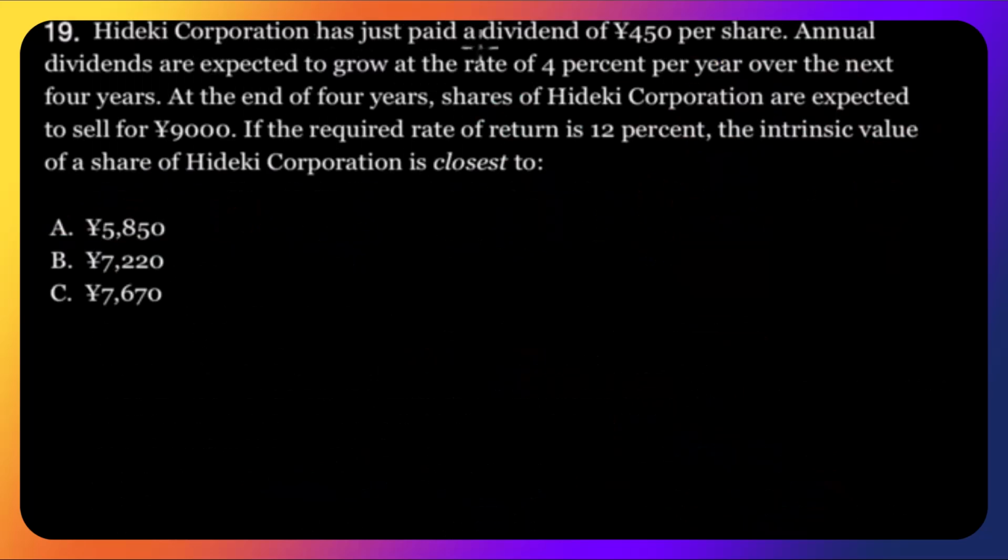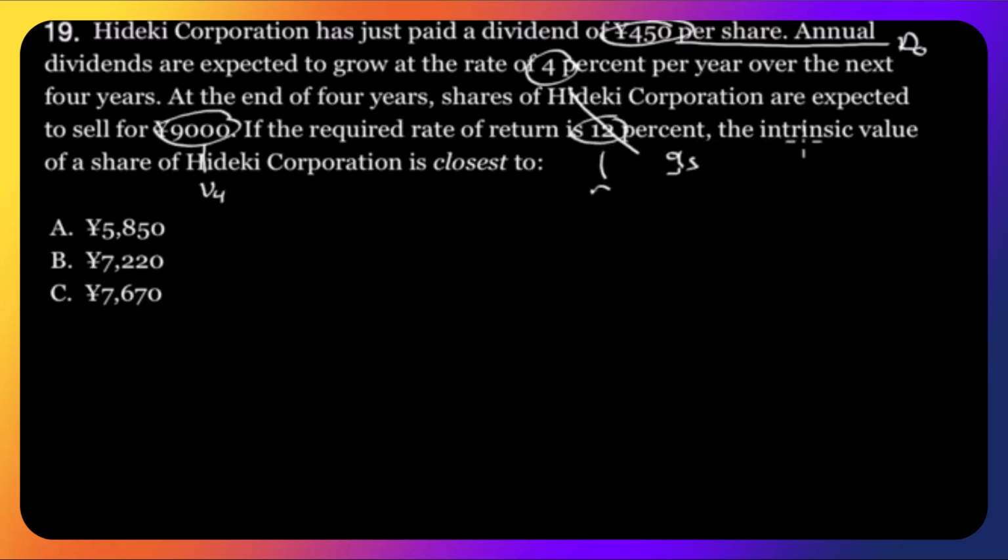Hideki Corporation has just paid a dividend of $4.50 per share. Okay, D0. Annual dividends are expected to grow at 4% per year over the next 4 years. At the end of 4 years, shares of Hideki Corporation are expected to sell for 9,000 yen. So I have my G over here, and I'm not given anything else. I'm given Vn. I'm given V4 directly. I don't have to calculate it. If the required rate of return is 12%, there's my R. The intrinsic value of a share of this company is closest to.